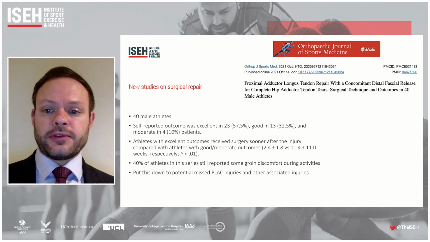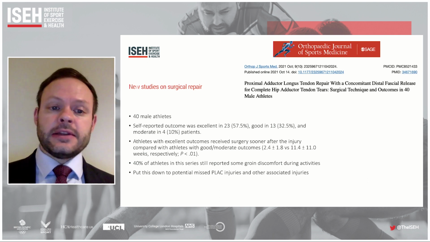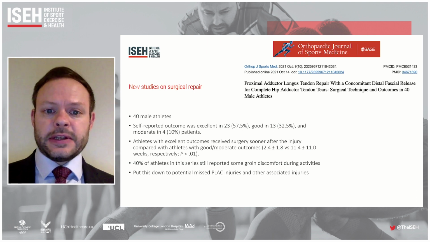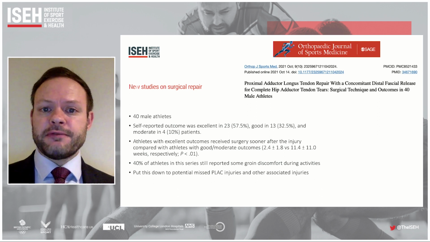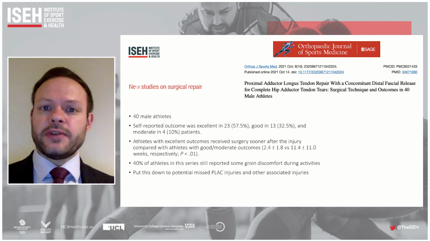There are newer studies of surgical repair, the largest study being from Lampana et al., which showed 40 male athletes having proximal adductor longus tendon repair. The self-reported outcomes were very good, and patients were able to return to sport. But unfortunately, 40% of athletes still had some discomfort during their activities. They put this down to potential plaque injuries being missed and other associated injuries. So it highlights again the importance of imaging and understanding that anatomy to get a good outcome.